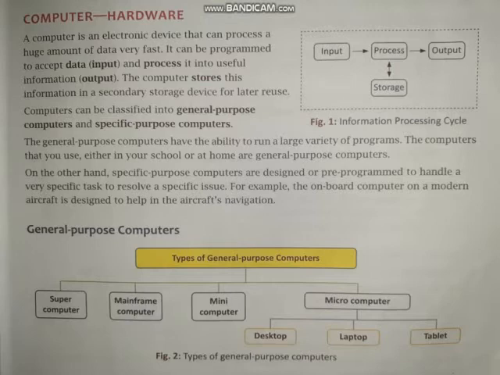According to this input, process and output, the computer follows the IPO cycle for working. Computers can be classified into two categories: general purpose computers and specific purpose computers. How many categories? Two. First one, general purpose computer, and second one is specific purpose computer.